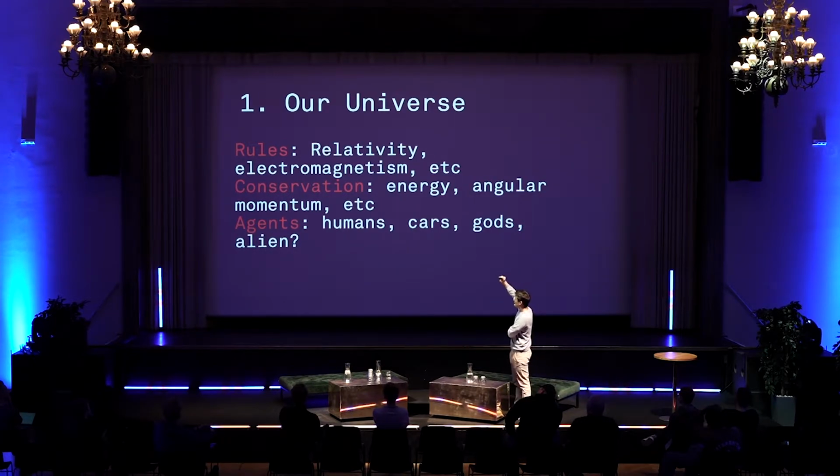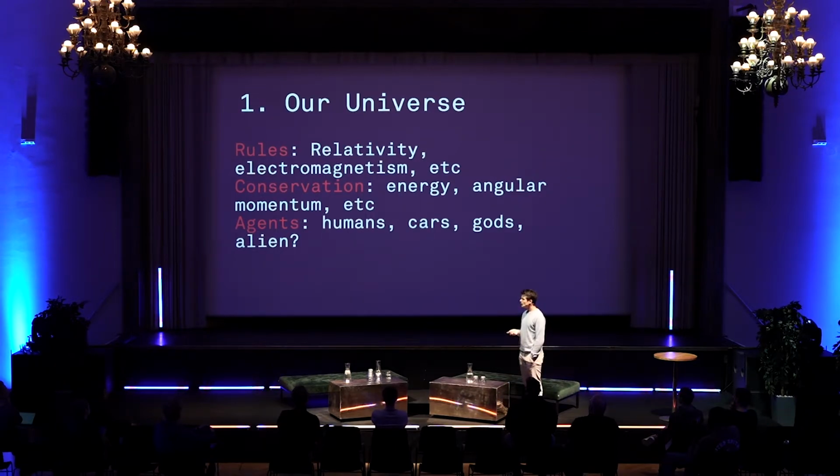I have three rubrics: rules, conservation, and agents. For our universe, the rules are relativity, electromagnetism, and so forth. We have a couple of conservation laws: energy, angular momentum. We also have agents. So what are the things that interact with the physics? Well, in our universe, we have humans, cars, gods, maybe aliens.